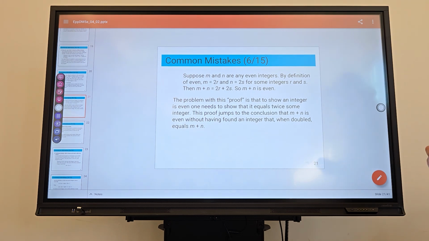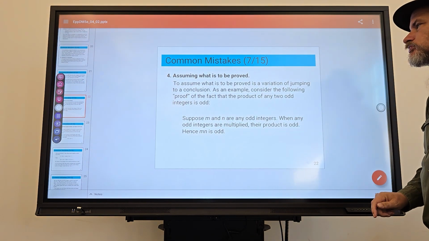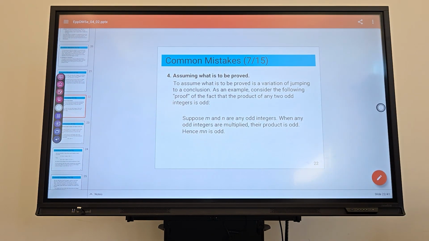This proof jumps to the conclusion without having found an integer that, when doubled, equals m plus n. The fourth mistake: assuming what is to be proved. To assume what is to be proved is a variation of jumping to a conclusion.